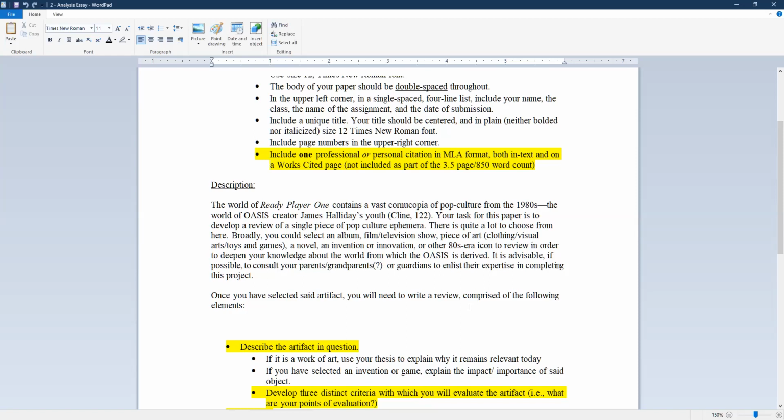But yeah, the idea is to deepen your knowledge about the world from which the Oasis is derived, since it's such an important part of the novel. And of course, it is advisable, if it is also possible, because it's not always possible or convenient for students, but you may consult your parents or your grandparents or guardians to enlist their expertise to complete the project.